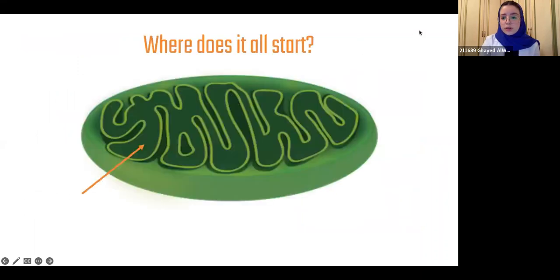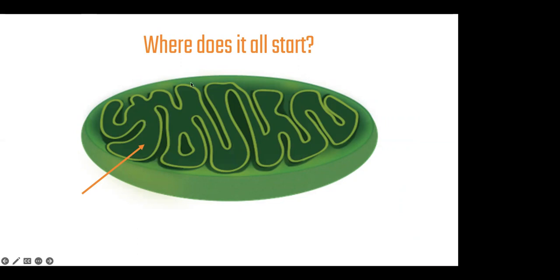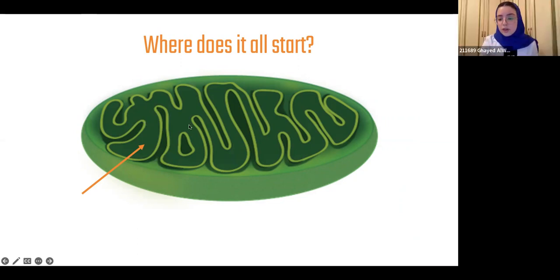Okay, so, remind me guys, where does it all start? Where does the first step of the urea cycle start? Or what is this arrow pointing to? The matrix of the mitochondria. Perfect, the matrix. So here you'll have 2 steps of the urea cycle, the first 2 steps. The first one to make carbamoyl phosphate, right? And then the second one to make citrulline. So these 2 products are made here in the matrix of the mitochondria.